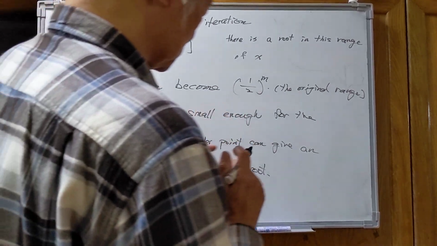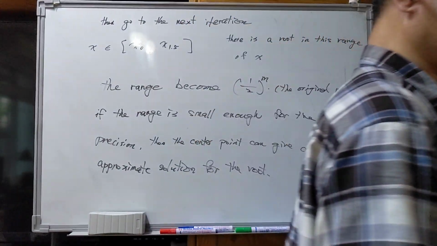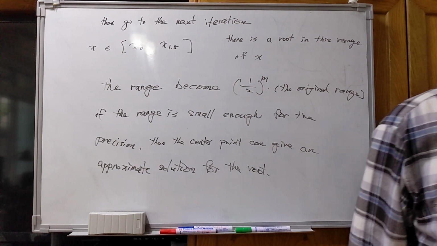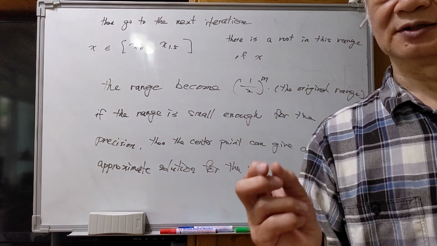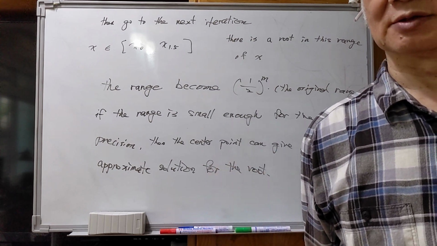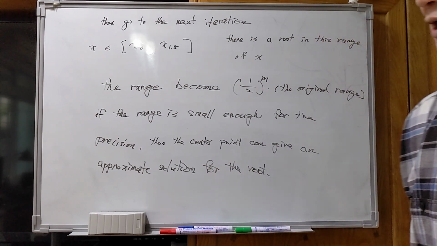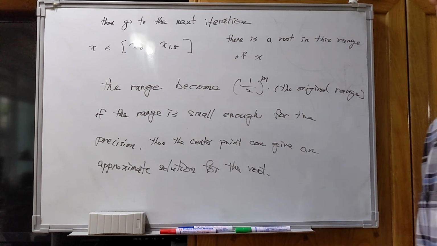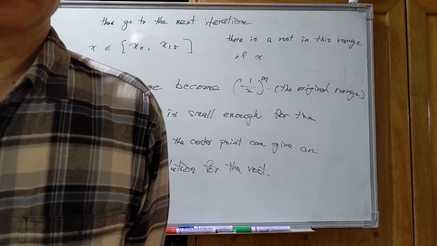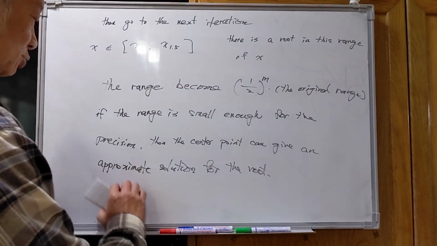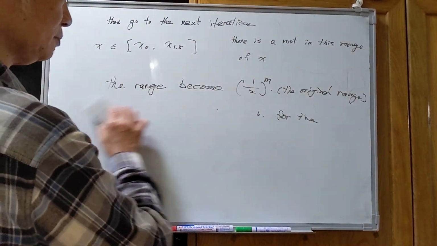If the range is small enough, then we can take the final center point as an approximate solution for the root. So if we use the bisection method, we can find all the roots of this one.